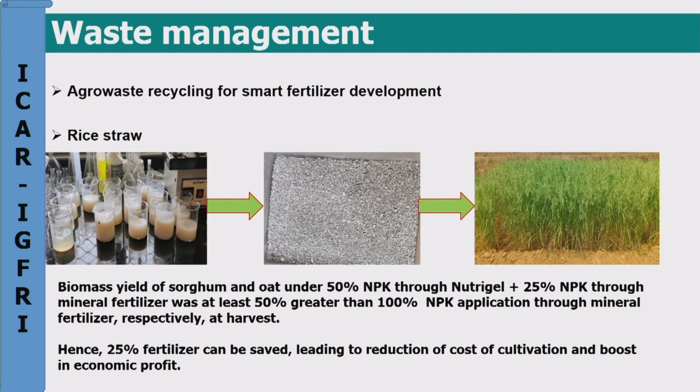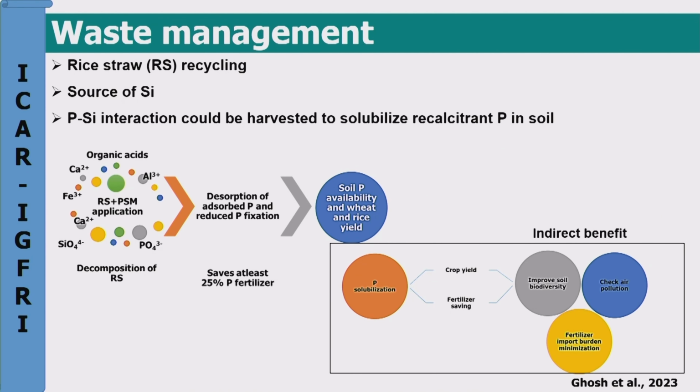We also attempted to manage agro-waste by developing a new tree gel from rice straw to prevent its incineration, and it has the potential to reduce fertilizer consumption by 25%, leading to reduced cost of cultivation and boosting the economic profit of the farmers. And we also used rice straw as a natural source of silicon.